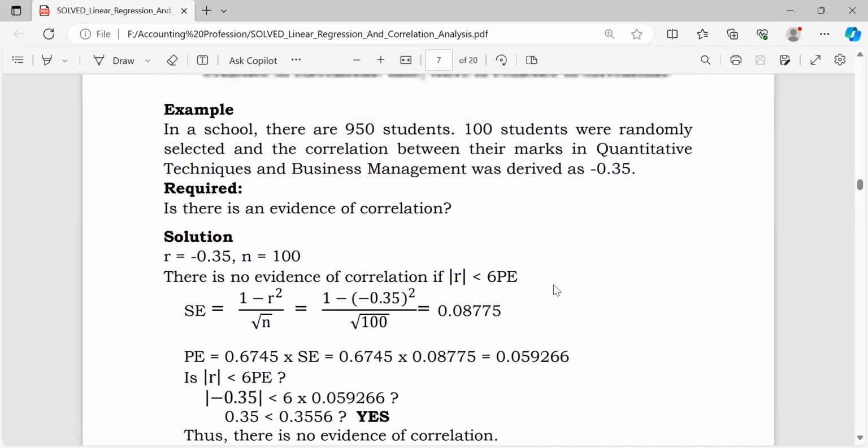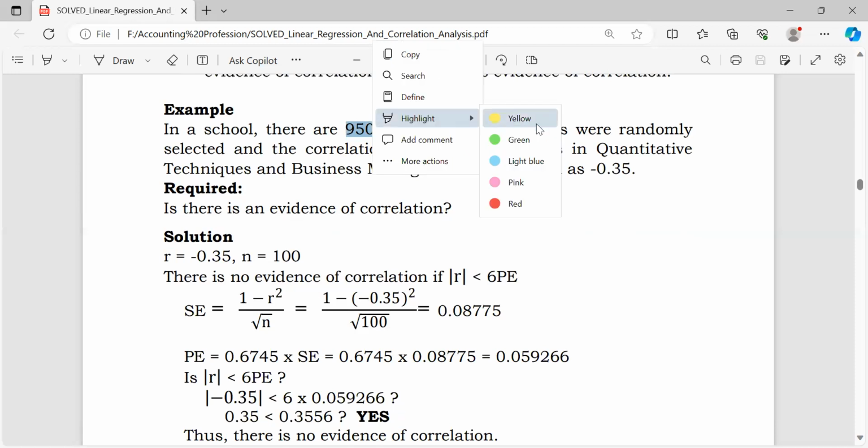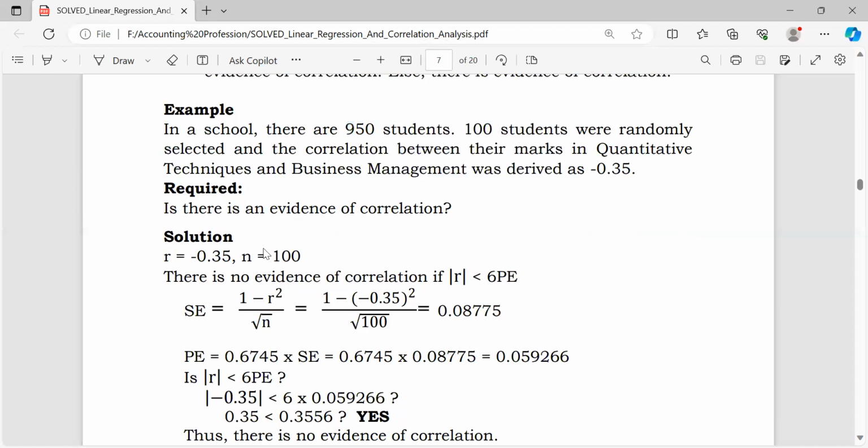All right, let's take our data. We are given the correlation coefficient as negative 0.35. The sample size n is 100. We have the population size, but also the sample size, so we deal with the sample here. Now, there is no evidence of correlation if the magnitude of the correlation coefficient is less than 6 times the probable error. But we know that the probable error equals 0.6745 times the standard error.